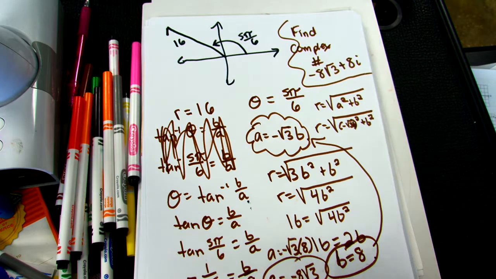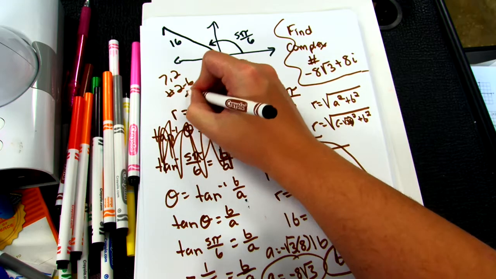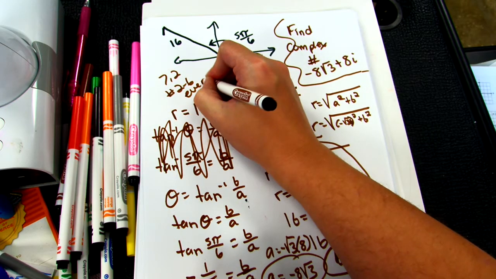All right, that's it. Going to 7.2, 2 through 6 evens.